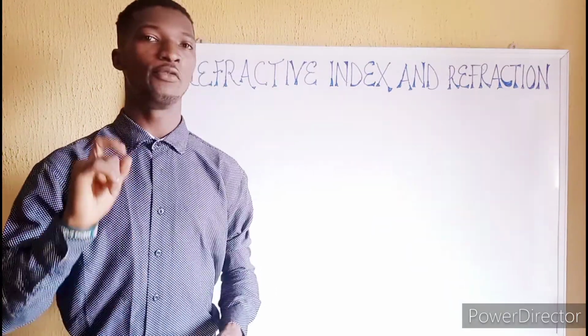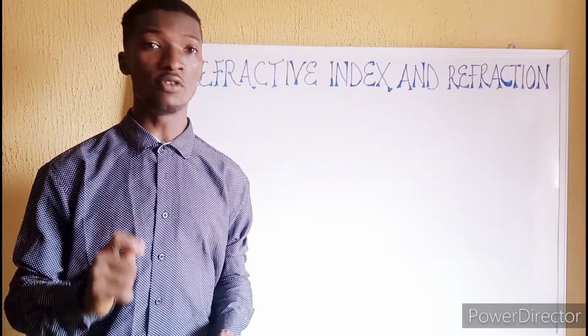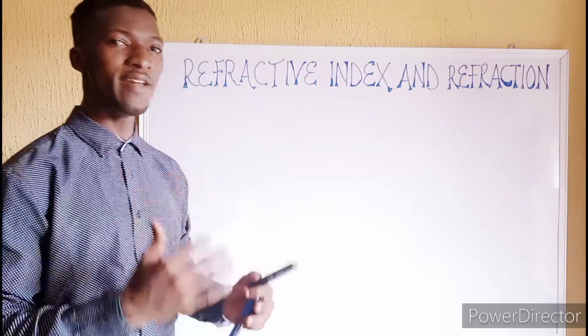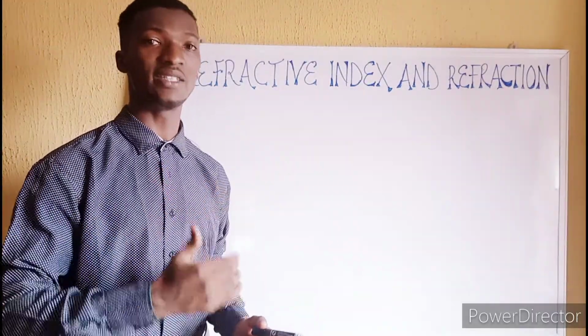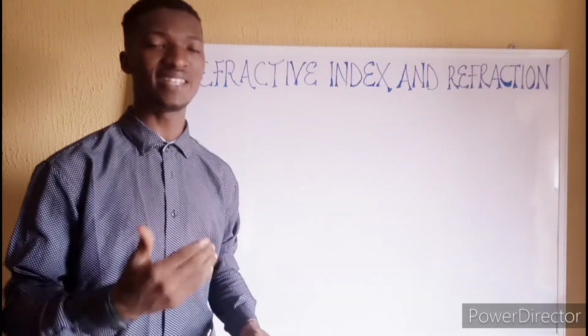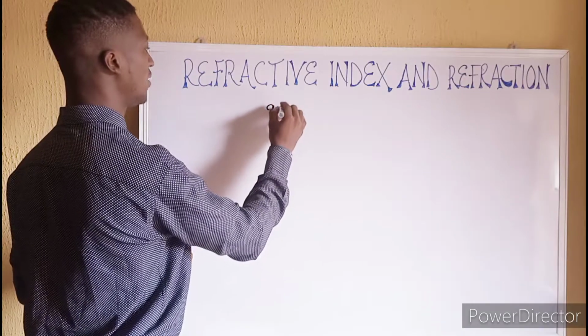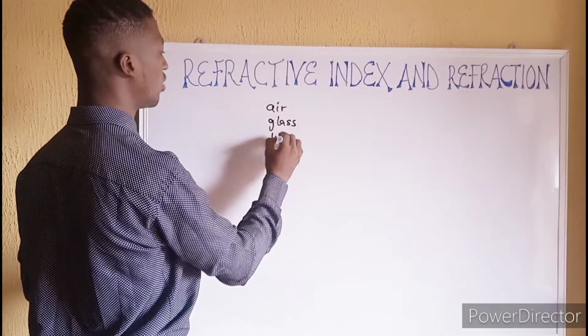Let's get started. Refractive index simply means the degree at which a wave will move in varying media. So when a wave moves from one medium to another, it possesses a refractive index. Now we'll consider several media. In this case, we can consider air, glass, and water.